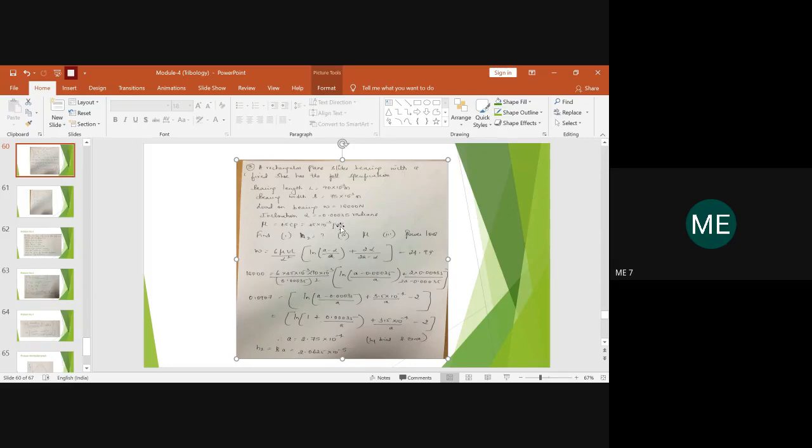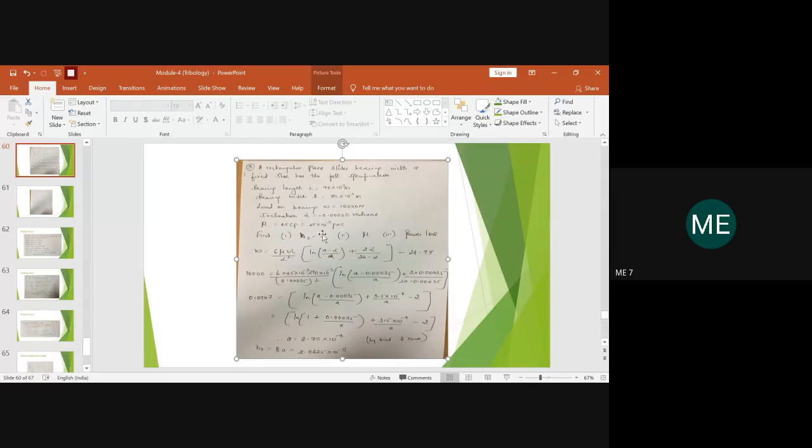What you have to determine is the value of H2. H2 is the minimum oil film thickness. Then I have asked you to determine the coefficient of friction. If you want the coefficient of friction, you should know the frictional force and the load bearing capacity. Then you can determine the coefficient of friction, and finally the power loss. This is what you have to determine.